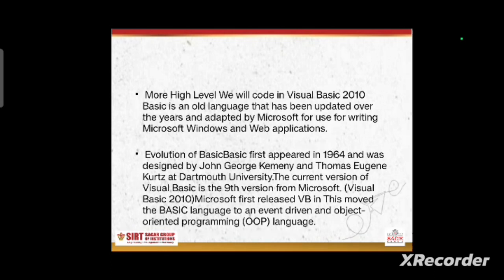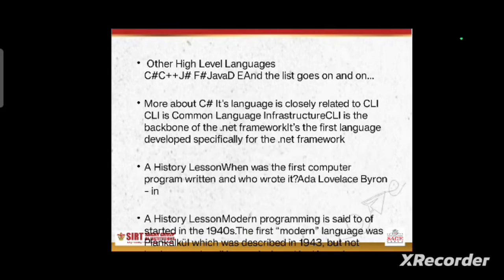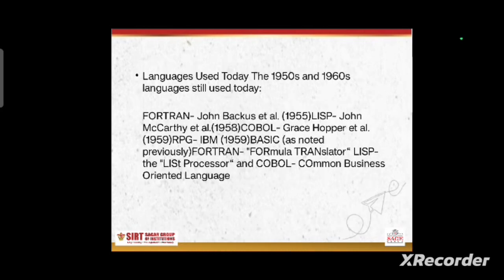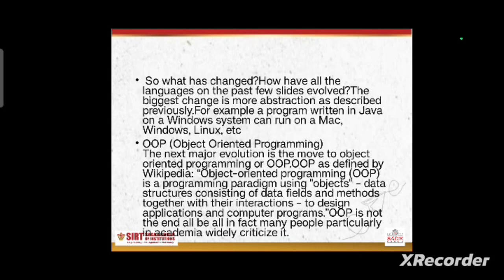The more high level language we will code in is Visual Basic. Basic is an old language that has been updated over the years and adopted by Microsoft for writing Microsoft Windows and web applications. Now these are different types of high level languages: C#, C++, Java. These are examples of high level language. And if I'm talking about the low level language, then Fortran and COBOL are the examples of low level language. After generation we will get the language which is easy to understand, easy to manage.